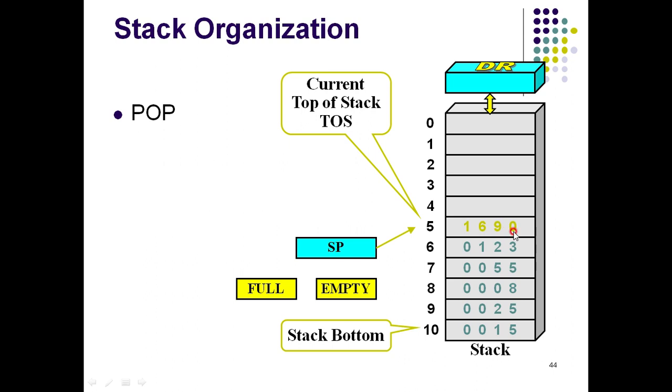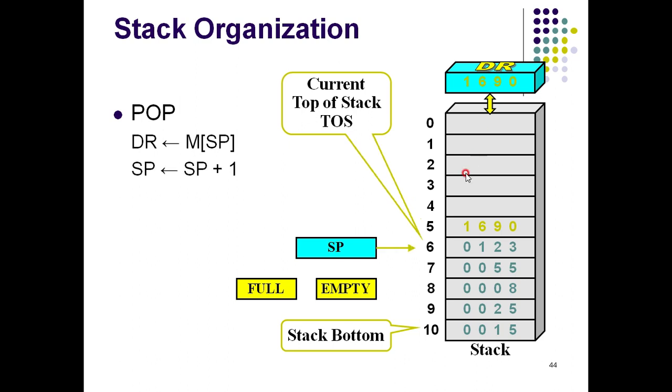Okay. Now, the next very important thing is pop. What is pop? Push is something wherein we are adding. Pop is something wherein we are removing. So when I do pop, what should happen? Whatever is there in your memory should be mapped back to the register DR. If you can observe here, 1690 has been moved back into DR. Then the stack pointer would be incremented and it would move to the next memory location, 6.